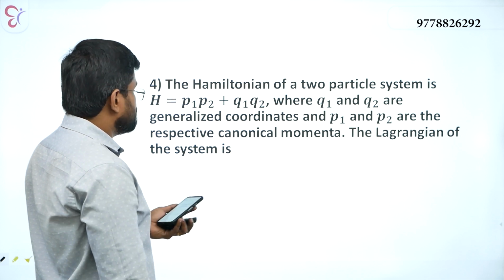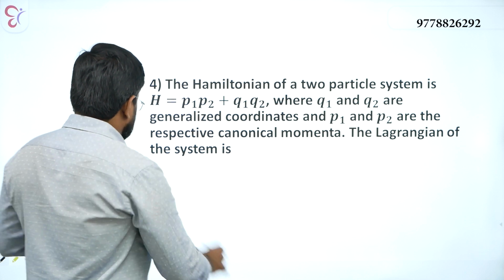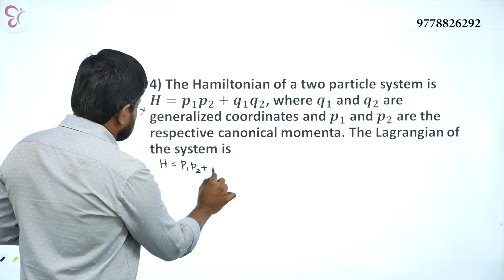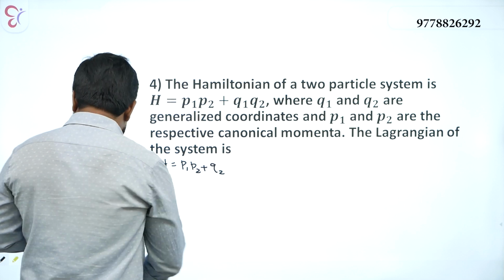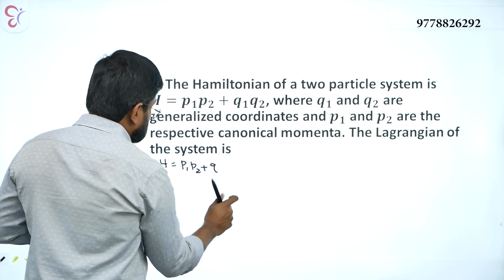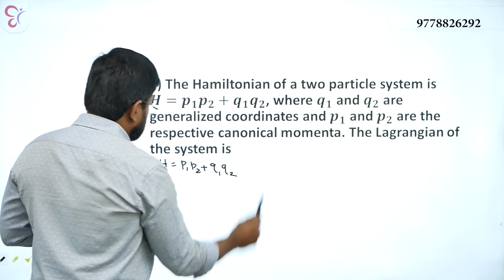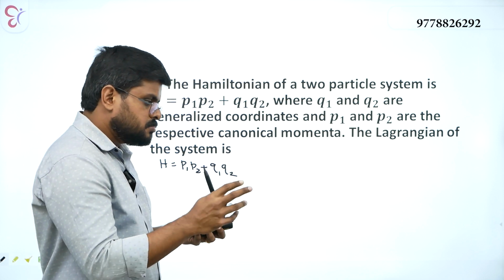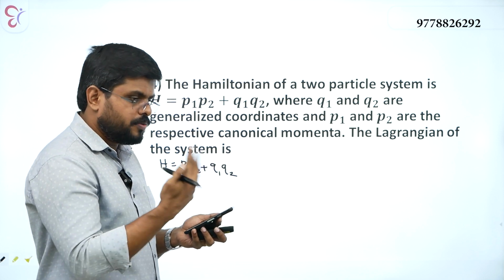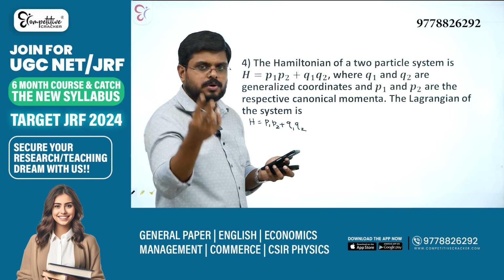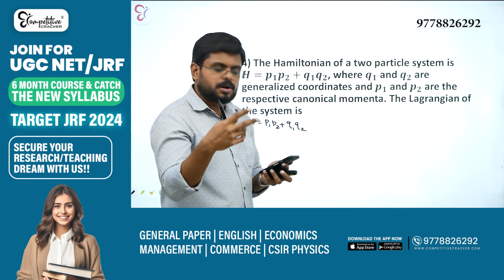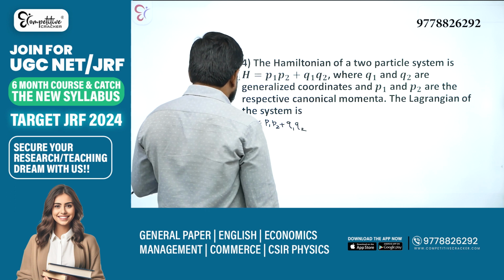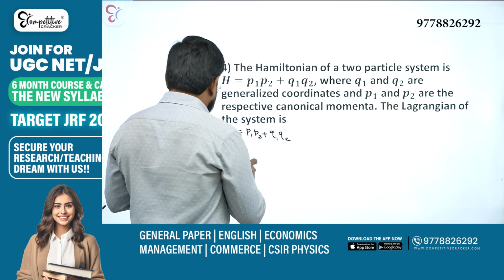The Lagrangian of the system is... they have given the Hamiltonian H equal to P1 P2 plus Q1 Q2, isn't it? So we have to find the corresponding Lagrangian. So that you should practice. Either you will be given a Lagrangian to find the Hamiltonian, or you will be given a Hamiltonian to find the corresponding Lagrangian. So here you are given a Hamiltonian. So H is given. So then what is L?